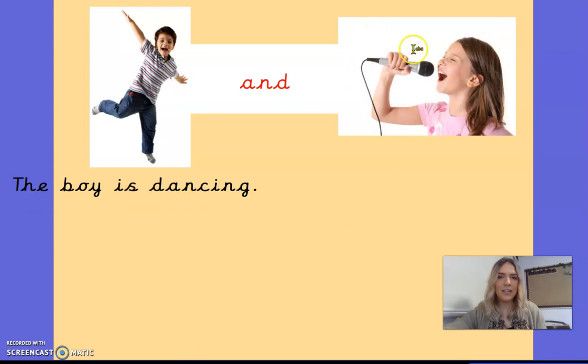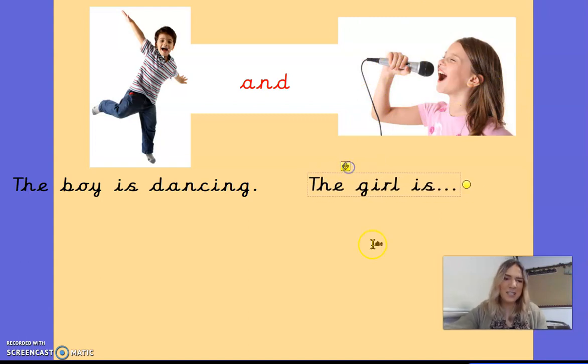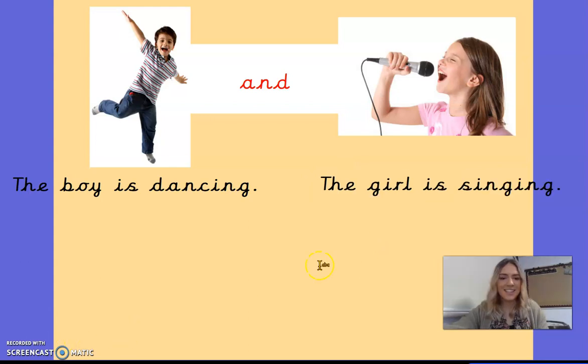Your next job is to write a sentence for this picture of the girl. And this time your sentence will say the girl is, and you choose how to finish it, although I think it's quite obvious what she's doing. So pause the video and finish that sentence. So I have got my second simple sentence. The girl is singing. So I've got two simple sentences now. The boy is dancing. The girl is singing.